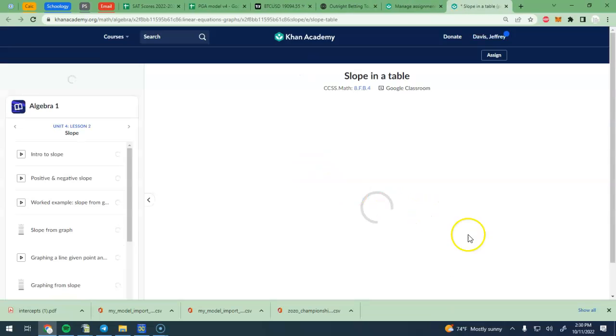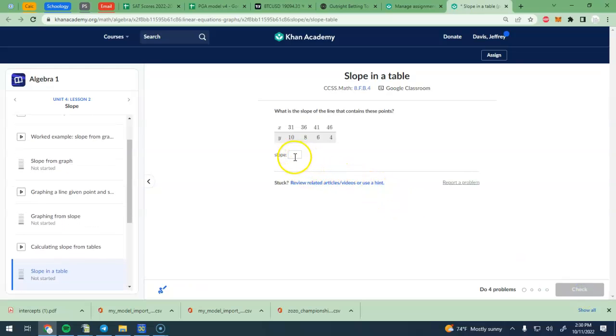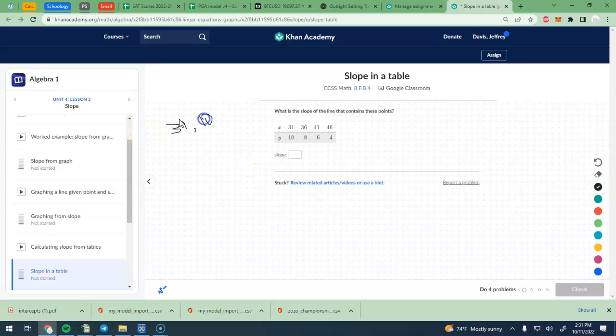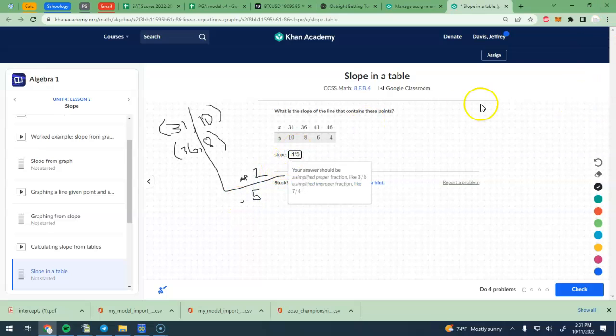So slope in a table. Same idea. They're just giving you a table instead of points like they did before. So just pick any 2 points you want. So for example, let's look at this as 31, comma 10, and then 36, comma 8. So then if you're slope sliding, 10 minus 8 goes on top, that's +2. 31 minus 36 goes on the bottom, that's -5. And so then I would say -2/5.